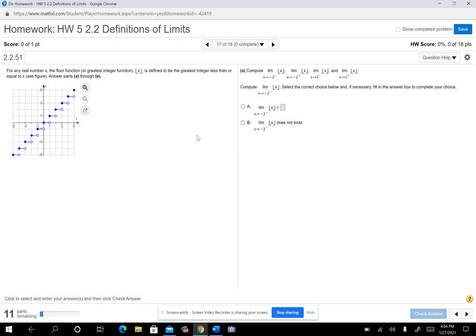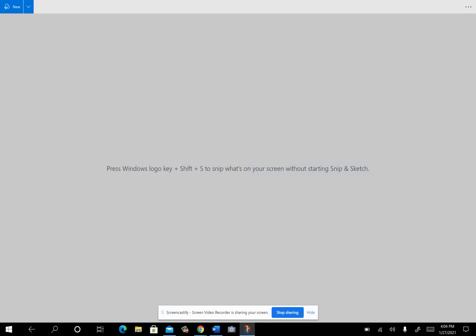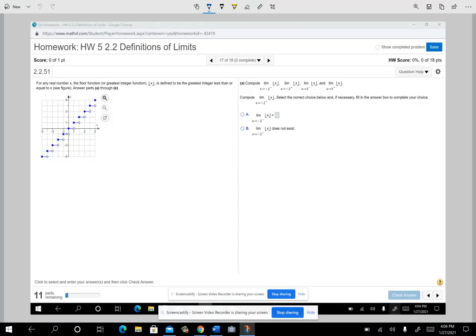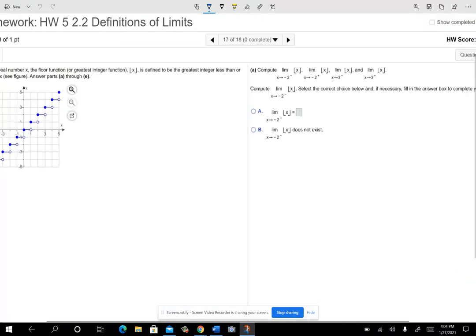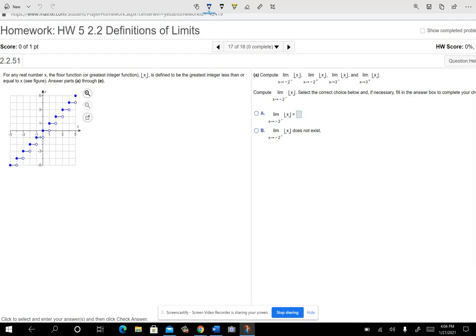Okay, I thought I would do a video on this problem because near the end of this problem, it gets a little complicated and I had some questions about it. I thought I'd just do a video for all of you. All right, so on this problem, it's asking you to take this graph and answer these questions.